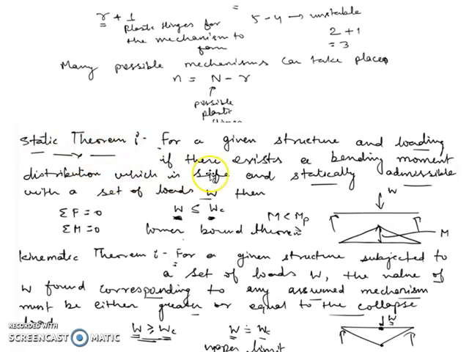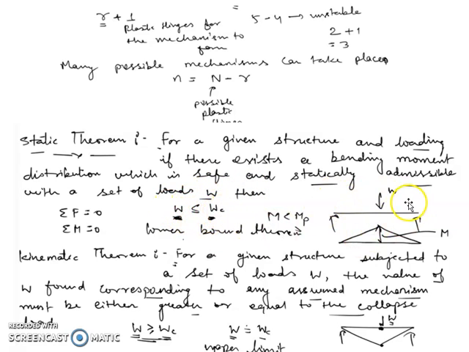First, static theorem. For a given structure and loading, if there exists a bending moment distribution which is safe and statically admissible with a set of loads W, then W is less than or equal to Wc. Here, the calculated load W is less than or equal to Wc.